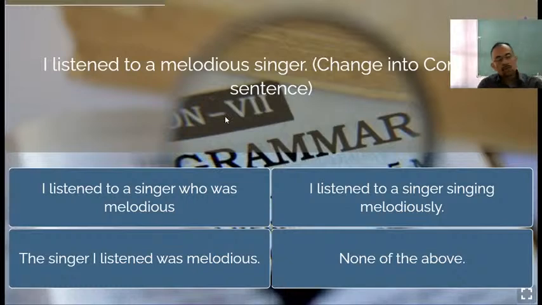I listened to a melodious singer. Change into a complex sentence. So what is the complex sentence? Batao? I listened to a melodious singer. So, I listened to a singer who was melodious. I listened to a singer singing melodiously, or the singer I listened was melodious.